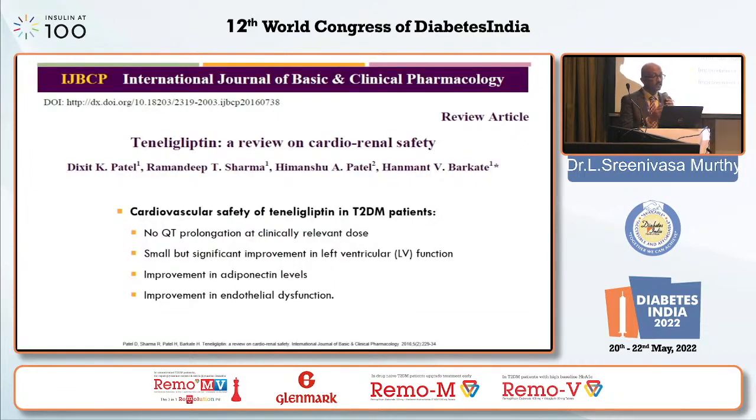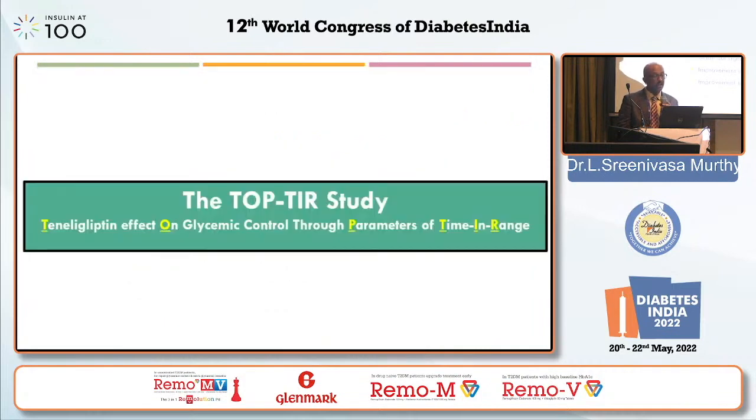And this is a paper which talks about a review on cardiorenal safety of teneligliptin, wherein it clearly showed that there was no QT prolongation at a clinically relevant dosage. Very important. There was a small but significant improvement in the LV function, and improvement in the adiponectin levels. This is a class effect, for all DPP4s we have this increase in adiponectin levels. That is why it performs better in the Indian context, along with improvement in the endothelial dysfunction.